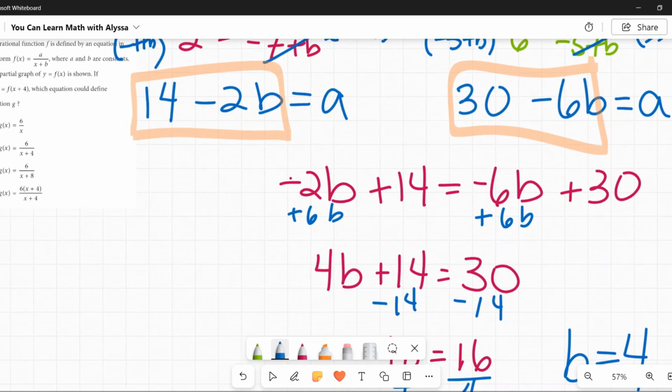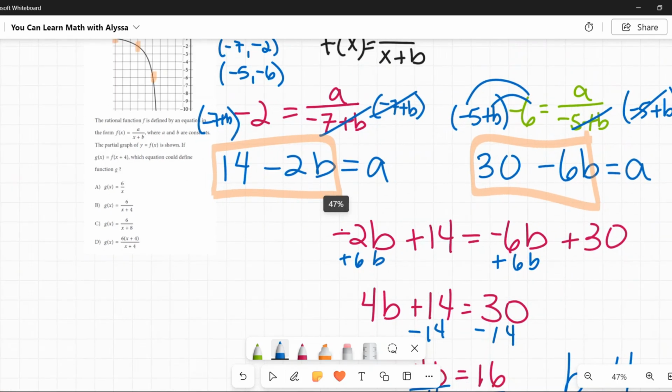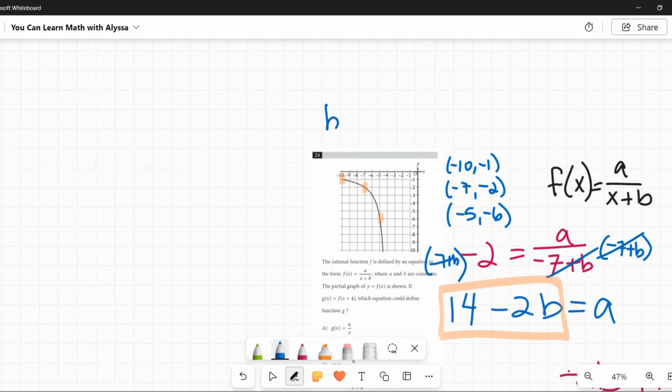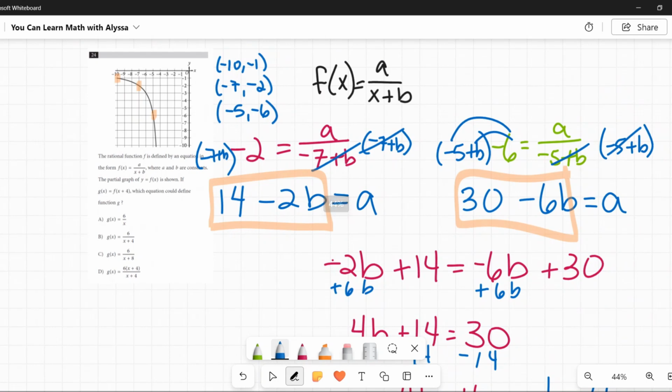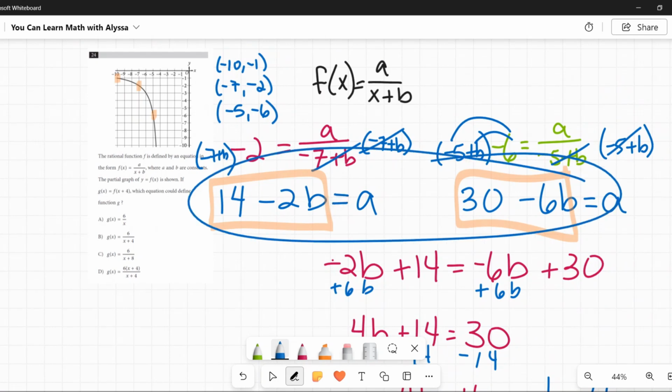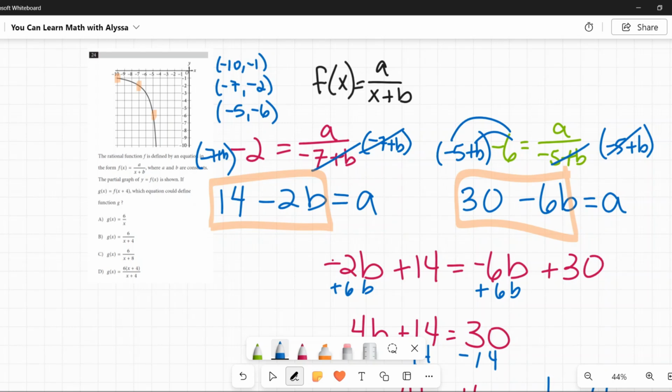Now I'm going to go up here, and actually I'm going to write this right up here. b equals 4. Okay, so if I need to erase anything, that's still there. Now I can use either one of these two equations to solve for a. I'm going to use this one over here.